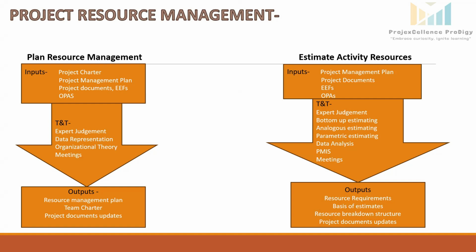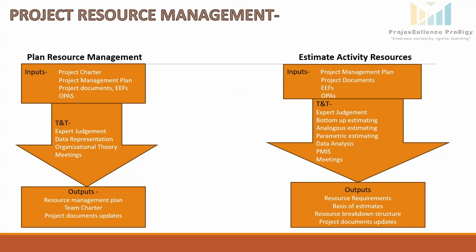Data analysis. In this technique, alternative analysis is the most common method in use. We evaluate different options, compare them and choose the best one. For example, a make or buy decision: whether to make, rent or buy the needed resources. PMIS, Project Management Information System. It plays a crucial role in resource management by providing tools and features that help in planning, allocating, tracking and optimizing resources effectively. Meetings. Meetings can be planned with all the stakeholders to refine the resource estimates.